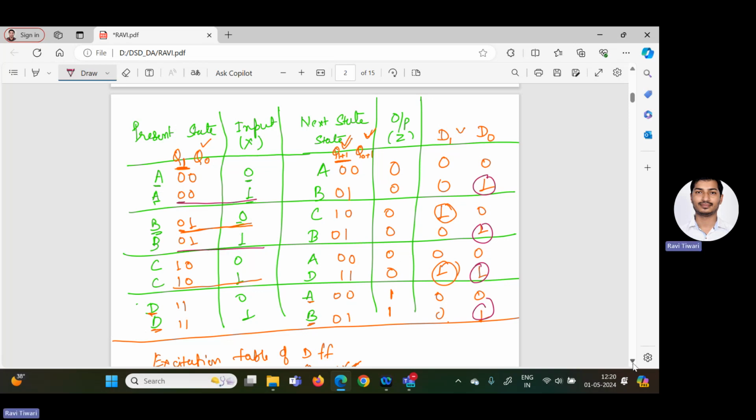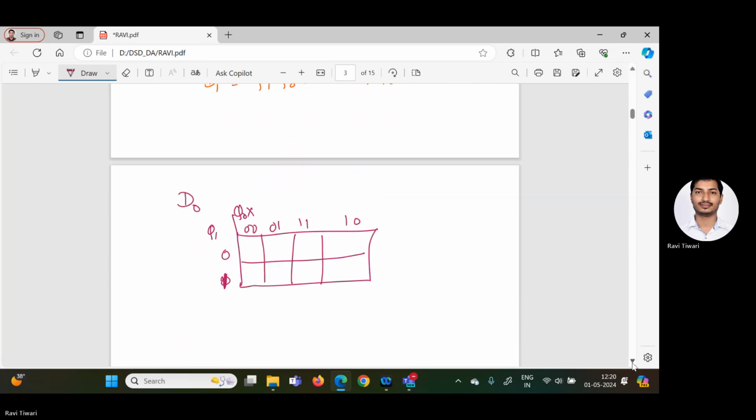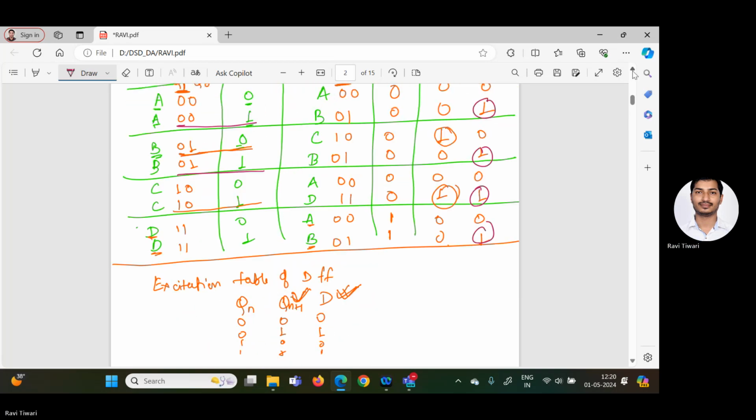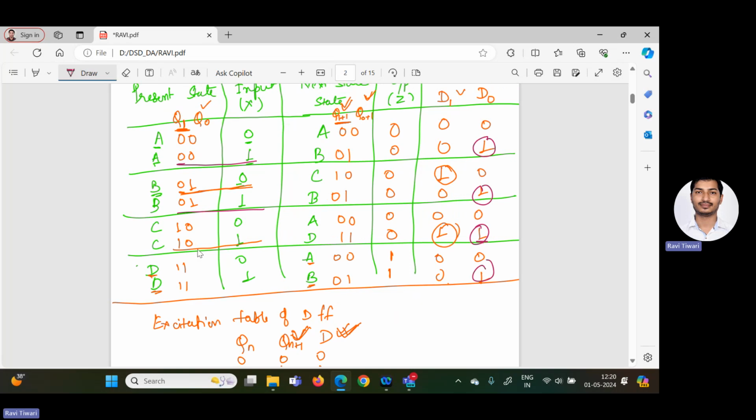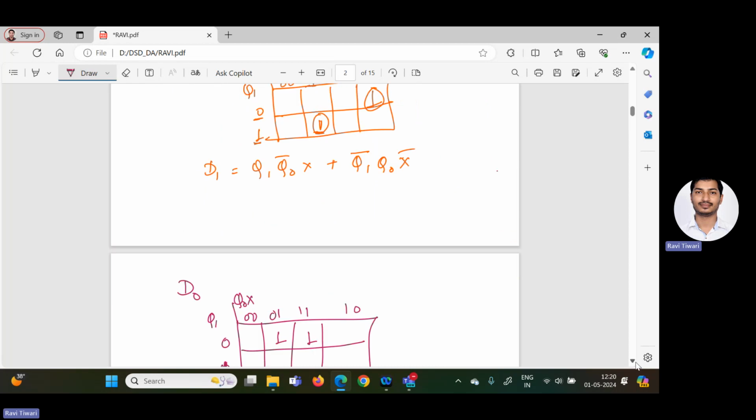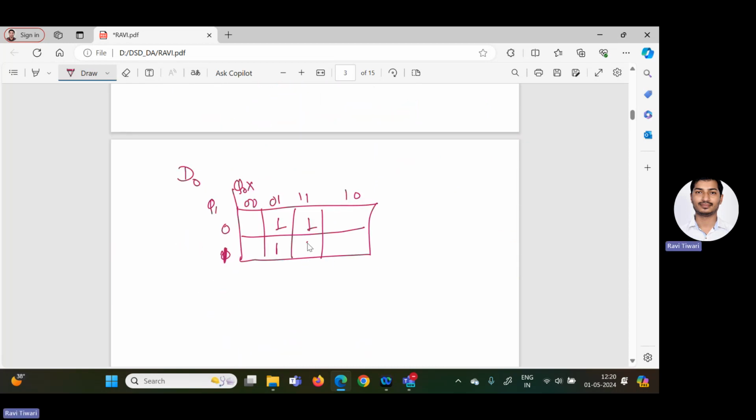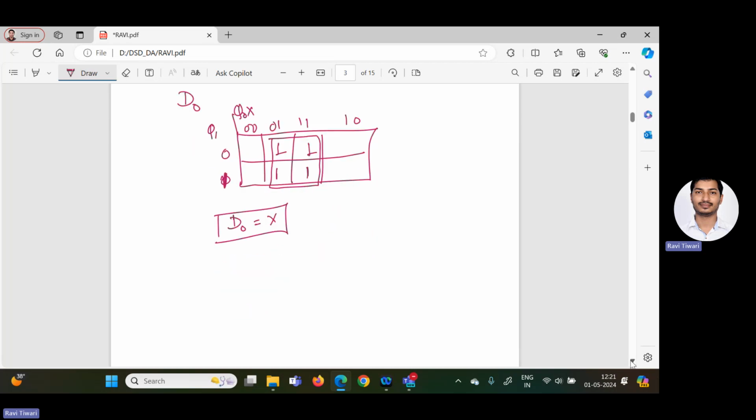0 0 1, 0 1 1. Next, it is 1 here, 1 0 1, and 1 1 1. That makes a quad here, and the expression for D naught will be X. So now we have the expressions here, and we have to use them to draw the circuit also.